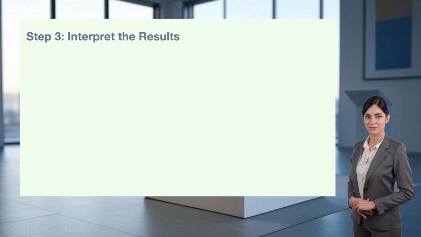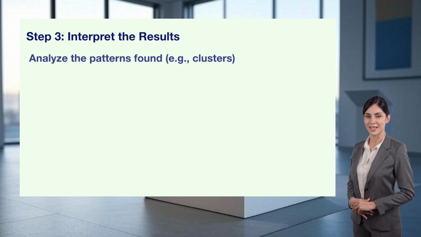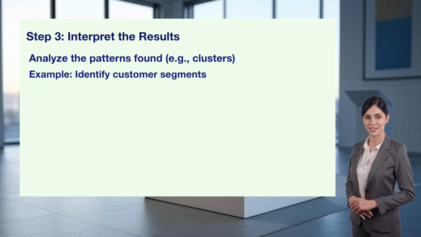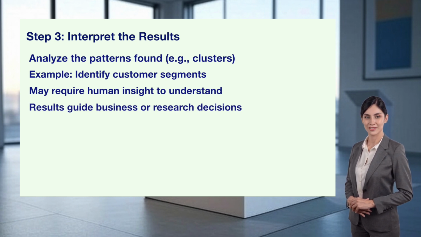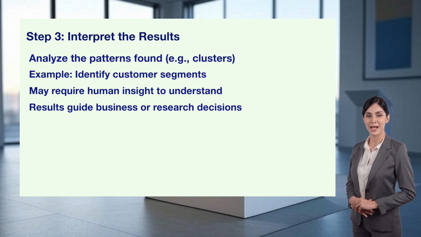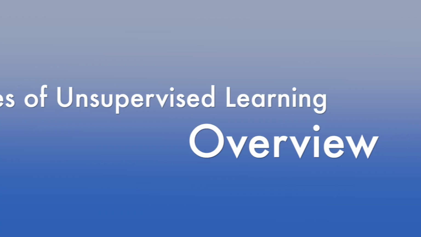Step 3 is to interpret the results of the algorithm. We analyze the patterns found, such as clusters of similar data points, to understand what they mean. For example, we might identify customer segments, like frequent buyers or bargain hunters. This often requires human insight to make sense of the patterns and their implications. The results can then guide business decisions or research, turning raw data into actionable insights.